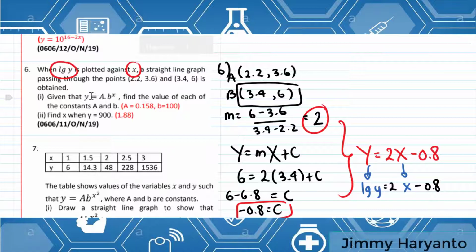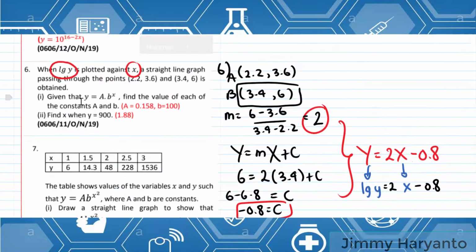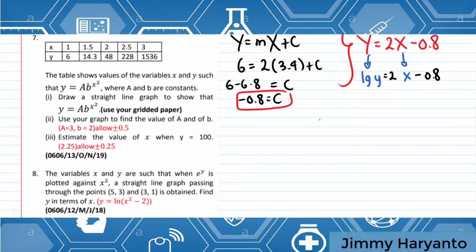Okay, next I have to find the constants A and B, which is this one. Y equals to AB to the power of X. So I will write the question. The question is Y equals to AB to the power of X. Okay, change this original equation first. So I will put LG on the left side, and then I put LG on the right side.